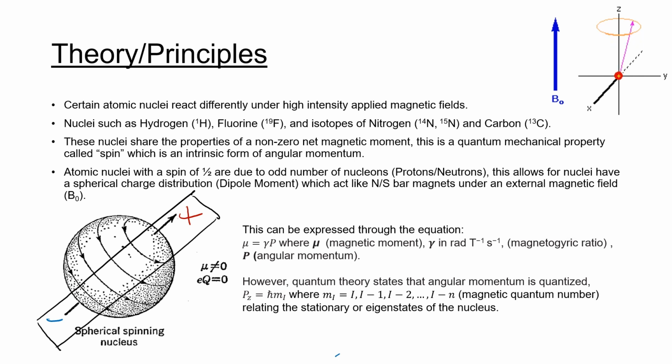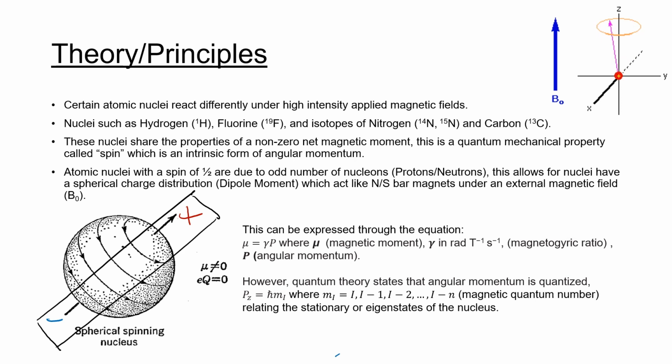And bar magnets under a magnetic field align themselves in the direction of it. So if we place an atomic nucleus in a magnetic field, it precesses around the z-axis in a circular path. This is commonly seen in a gyroscope, where the gyroscope's angular momentum precesses around a gravitational field due to the force being applied down on it.